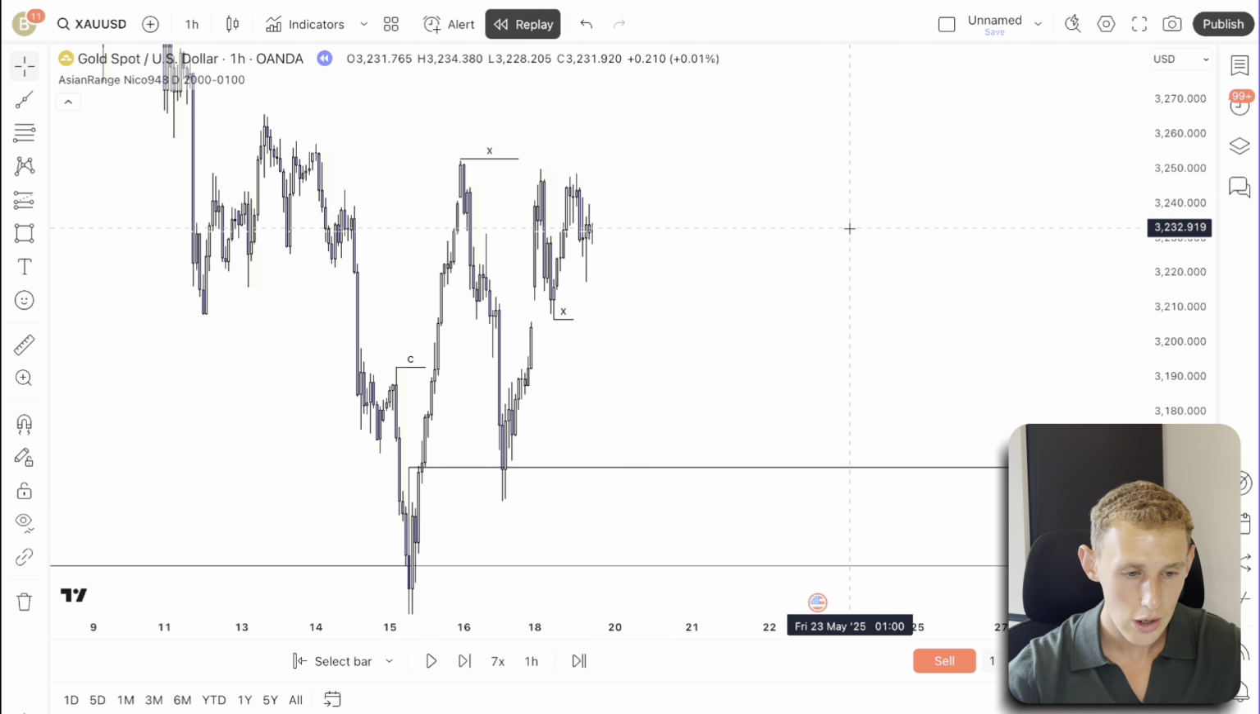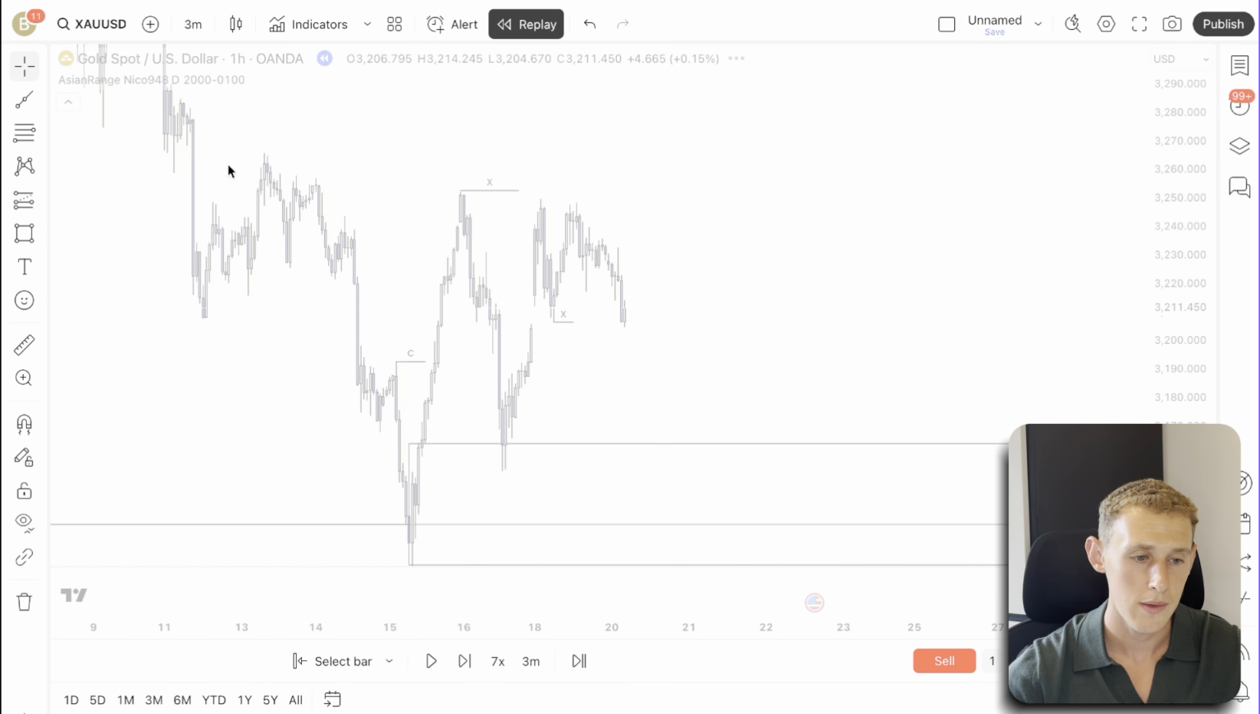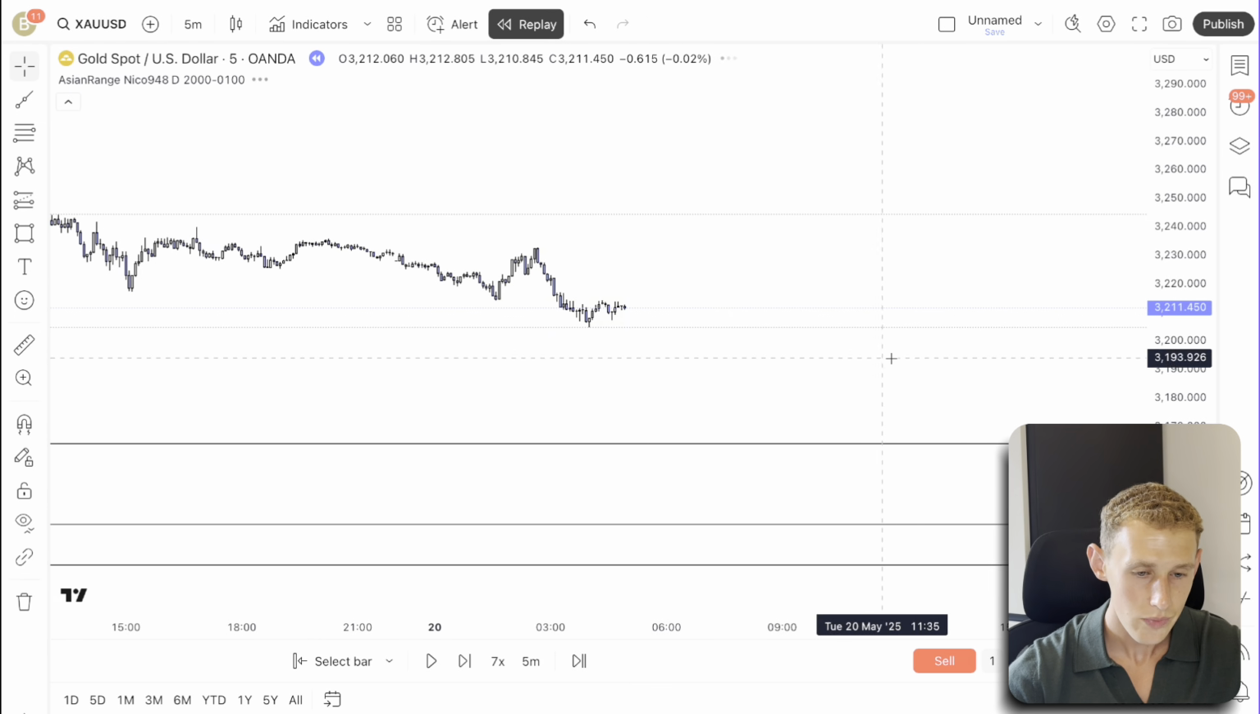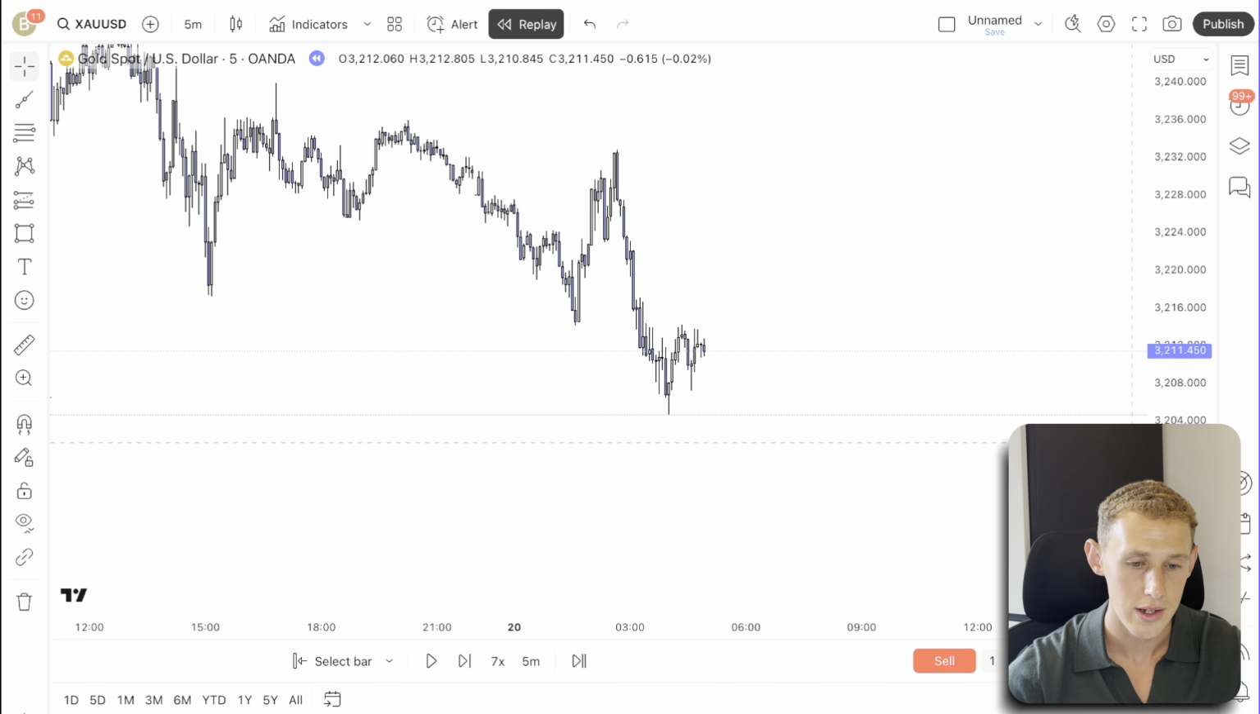So now that we have our bias, which is bullish, and now that we have our point of interest, we're simply waiting for price to pull back into this area. And once again, once that happens, we jump over to the M5 time frame, and we're simply looking for price to give us that change of character once again.